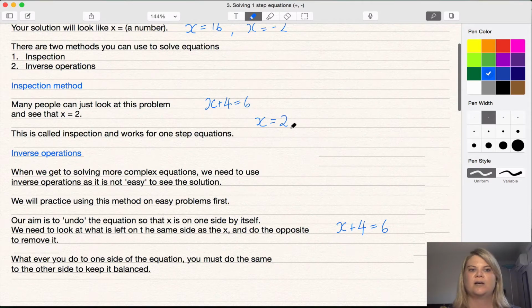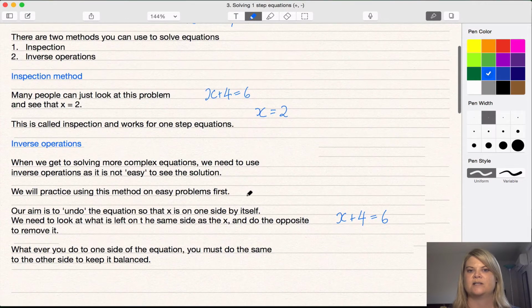So we are going to practice using this method on easy problems first. That's why we're doing it in this video. So you might say, I can do this really well. And I believe that you can, but when we get to more complicated ones, you'll need to use inverse operations. So we need to practice doing it with these ones. With inverse operations, our aim is to undo the equation so that x is on one side by itself.